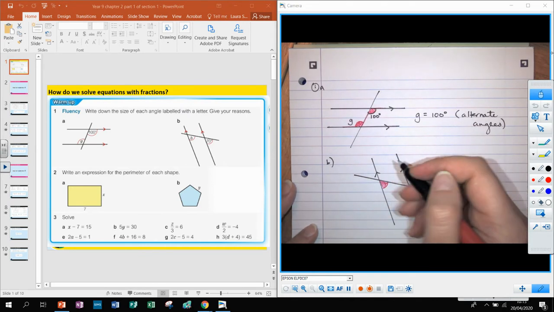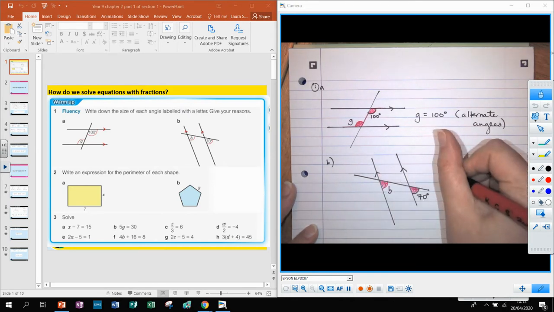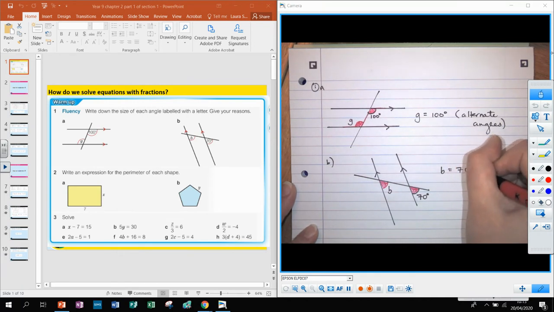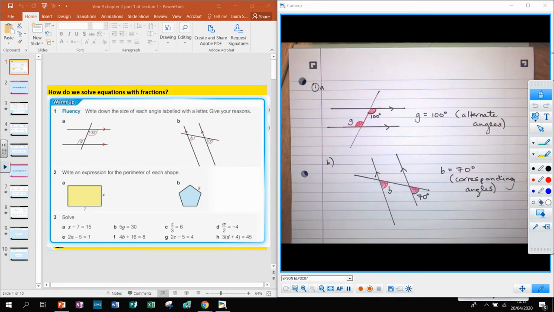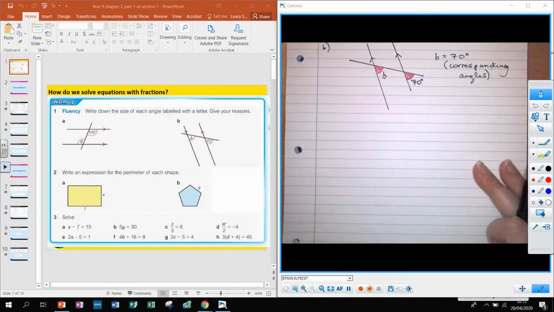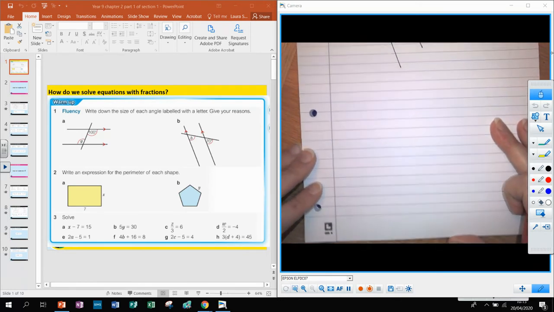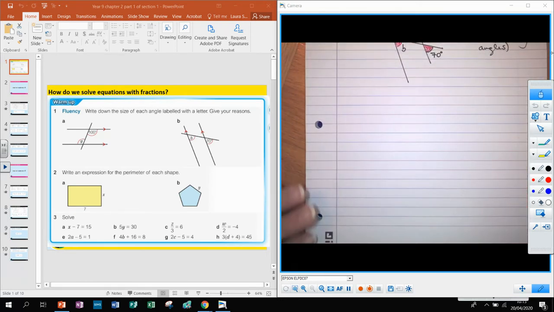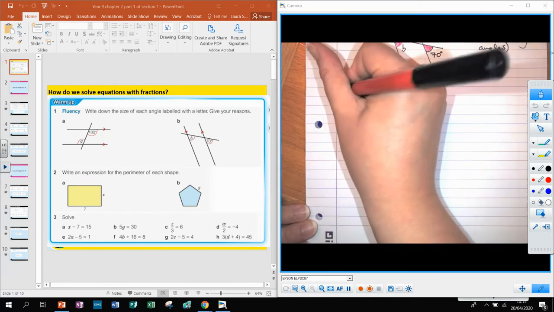So this was angle B, and B is equal to 70 degrees. And our reason is that they are corresponding angles. Okay, so once again, the point of these warm-ups is to see what we know in the background. So hopefully that was a nice review for you about your angle facts. We move on to question 2.